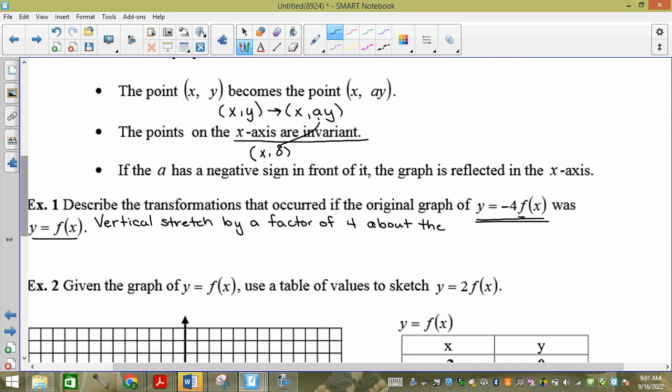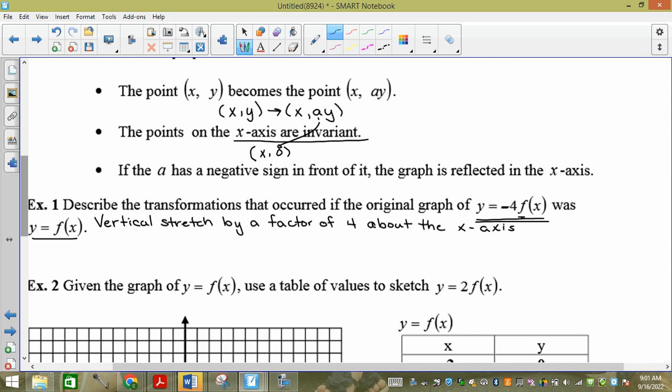When this reflection happened, what axis was it in? It affects the y, so it's in the x. So whenever it affects the y, it's actually in the x. Same thing as vertical. So this is vertical stretch by a factor of 4 about the x-axis.